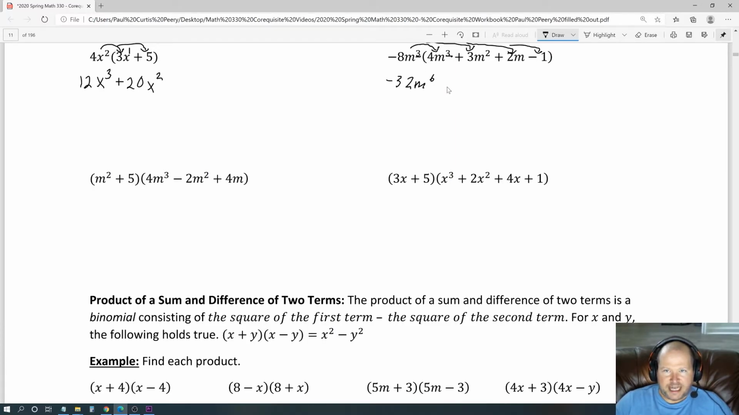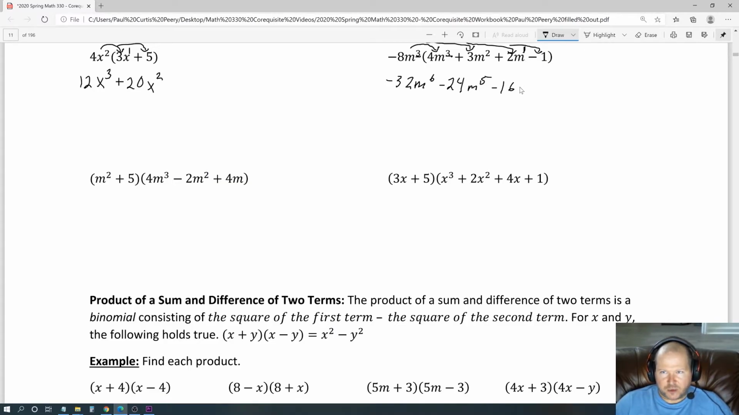Okay, the next one you're saying negative 8 times positive 3, which gives me a negative 24. Then we're saying m to the third times m to the second. 3 plus 2 is 5. Then we say negative 8 times positive 2 would give me a negative 16. And now we say m to the third times m, which is understood or implied to have a 1 exponent there.